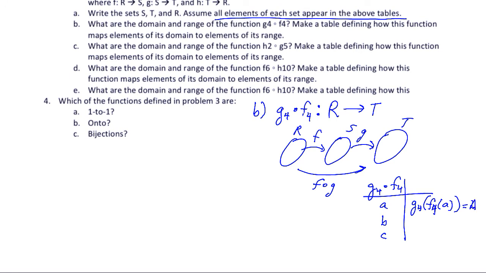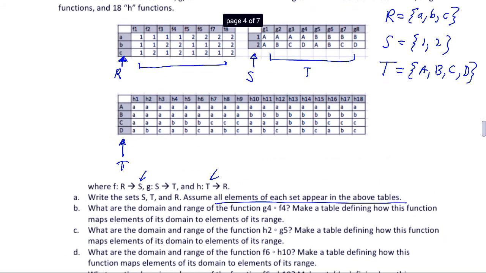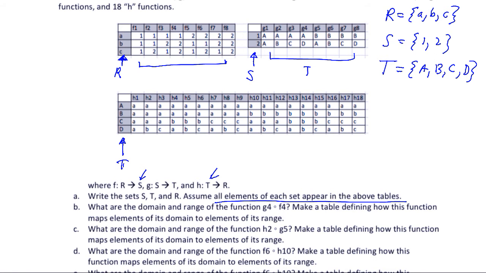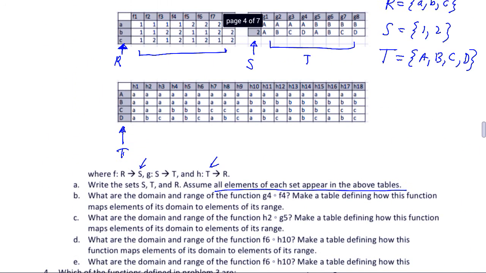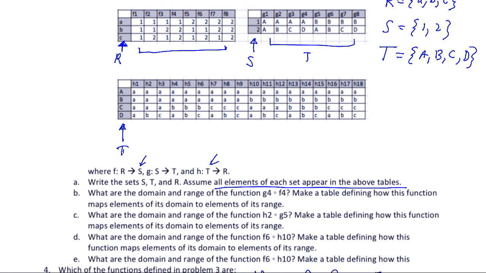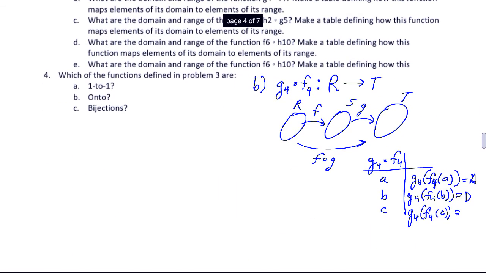Okay, and g4 of f4 of b is equal to, well, f4 of b is 2, and g4 of 2 is capital D. And finally, g4 of f4 of c is, well, f4 of c is 2, and g4 of 2 is big D again. So A, D, D.